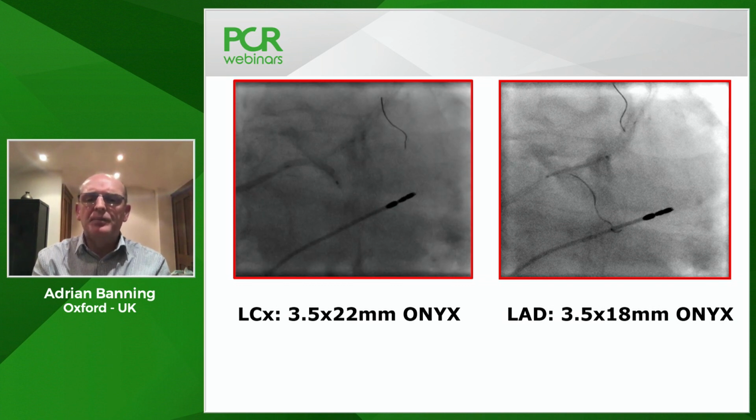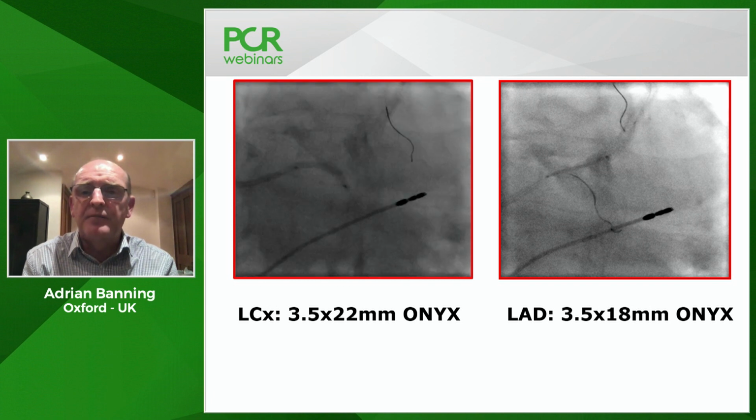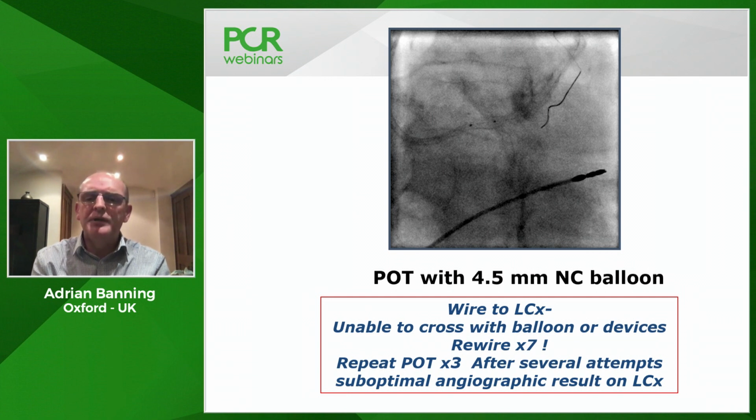I would point out that the balloon expansion in the left-hand panel there looks good. We did POT, we recrossed, we pre-dilated the ostium of the LAD, and then stented, joining the left main stent to the previous stents we put into the LAD. Both stents were sized to 3.5 to give us the opportunity to go up to nearly 5.5 or 6 should we need to within the left main. Next slide, please. Up to that point, everything had been going really very well.